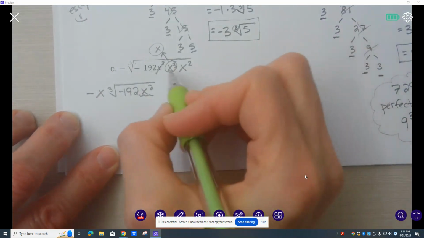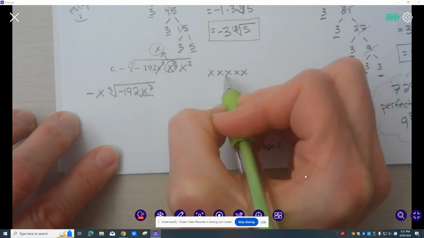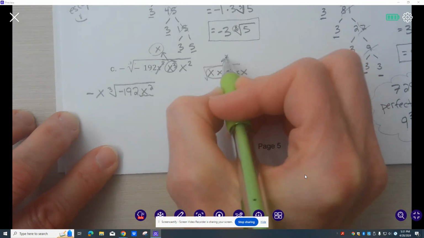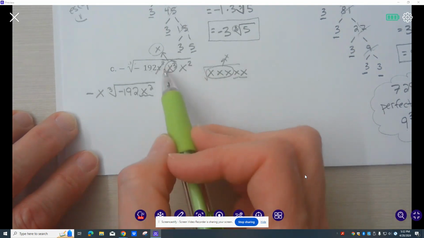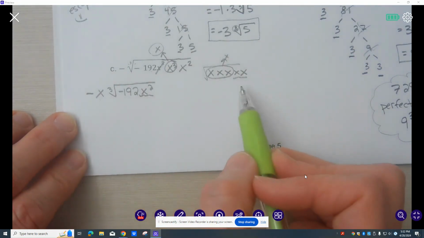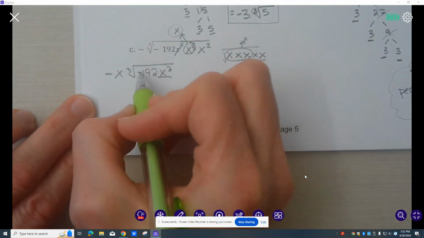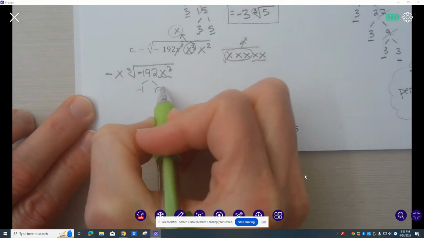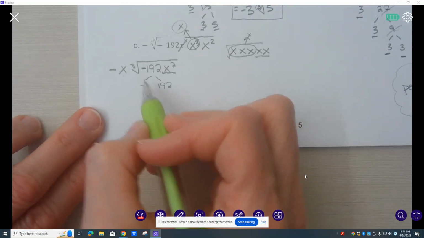And if you think about it, we had x to the fifth, 1, 2, 3, 4, 5. We would circle groups of 3, and 1 x would get out, and 2 would be left. So this would be the long way, this would be the shortcut. Either way, 1 x on the outside, 2 x's or x squared left on the inside. Okay, now remember this is negative 1 times 192. This negative 1 is also going to escape.